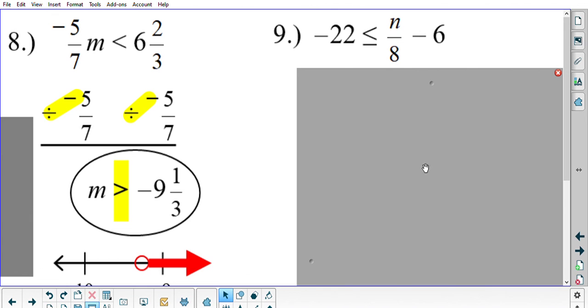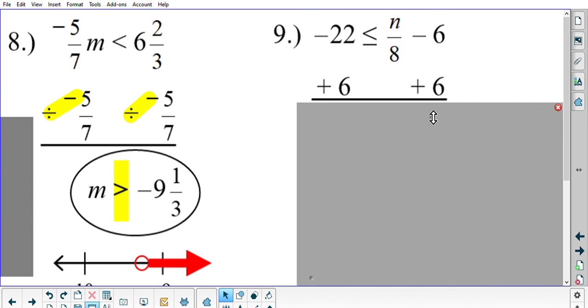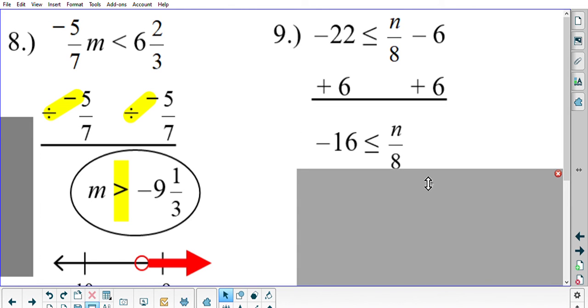Problem number 9, we are going to start this problem by doing the inverse of the last thing that was happening to the variable, which was the subtracting by 6. Remember, inverse operations go in the opposite order from what was happening to the variable. So we're going to do the inverse of subtracting by 6 first, which is adding by 6. Adding and subtracting will never make the inequality symbol switch direction. Only multiplying or dividing by a negative would make the inequality symbol switch direction.